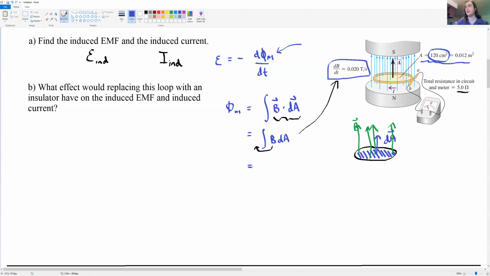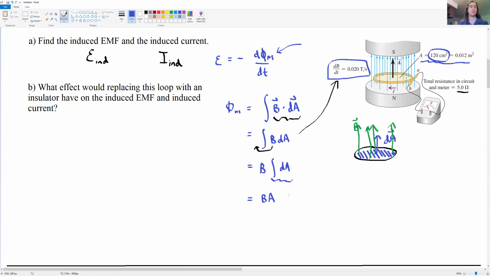Okay, so let's pull it out. So it's B times the integral of dA. And this integral right here is simply A. It's going to be the 120 centimeters squared, but we don't need to plug numbers in just yet. We want to get to an answer first.